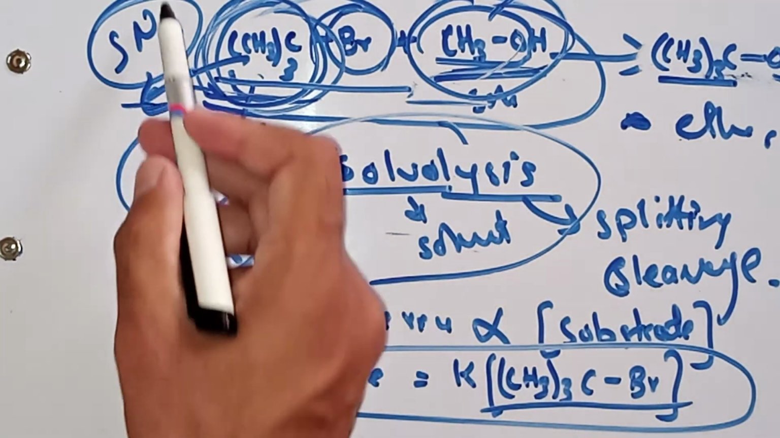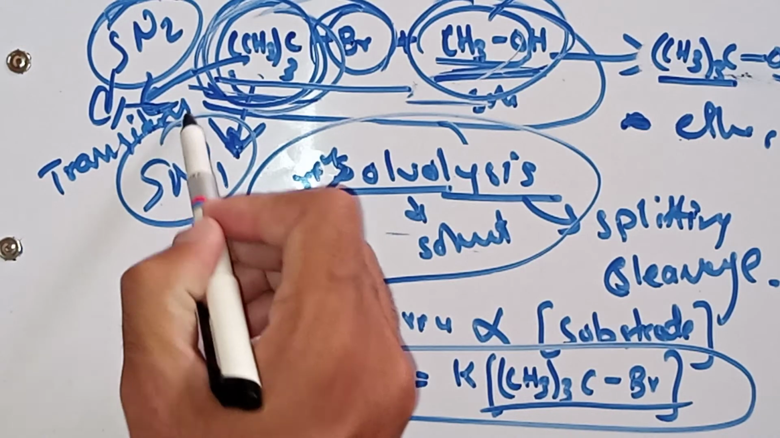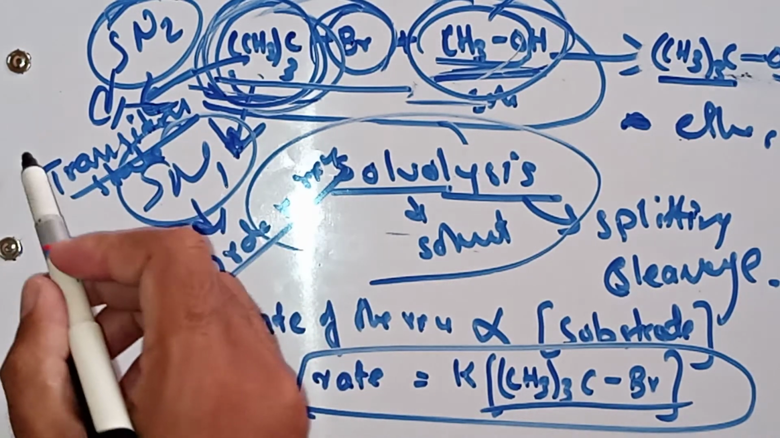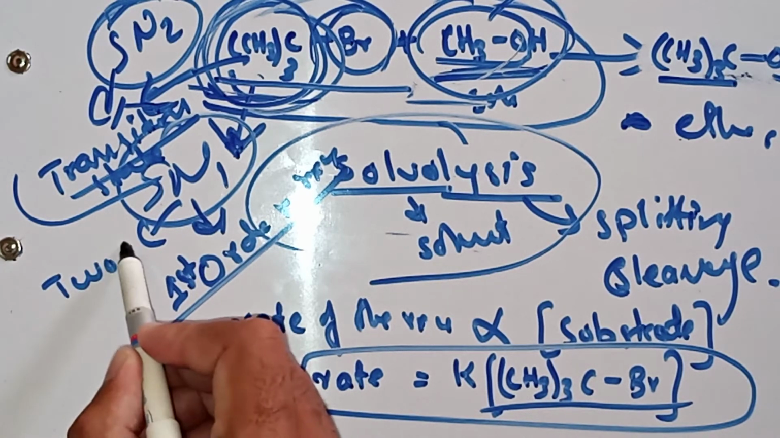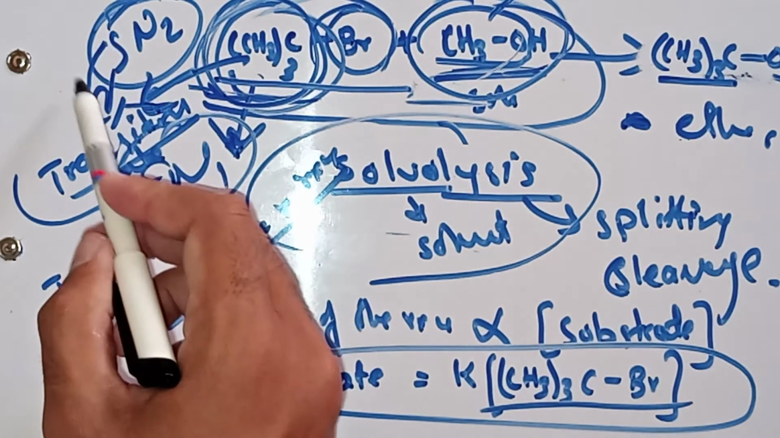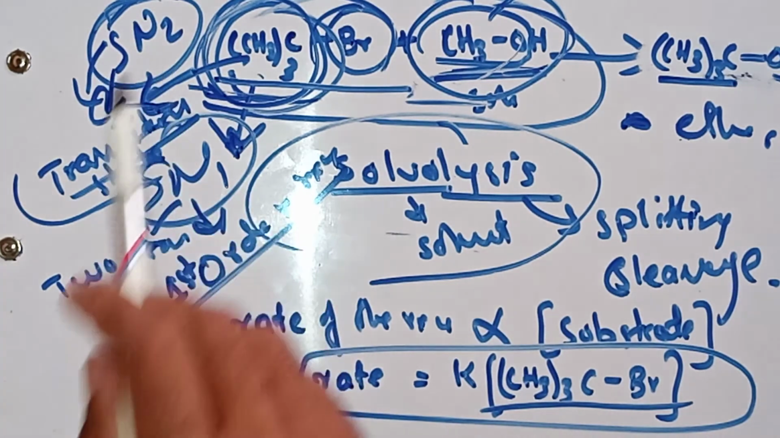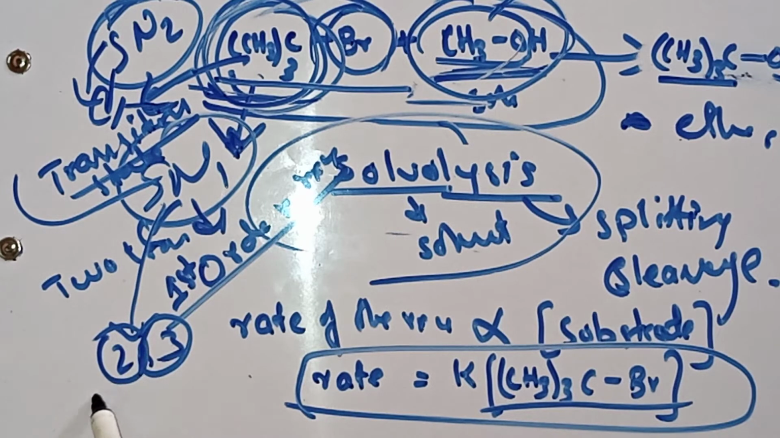Also, in the Sn2 reaction, only one transition state is formed, while in the Sn1 reaction, two different transition states are produced. This means the Sn2 reaction is completed in a single step, while the Sn1 reaction can be completed in either two steps or three steps. There is a condition that decides which reaction completes in two steps and which needs three steps. We will explain this.